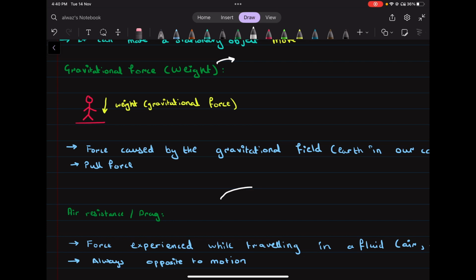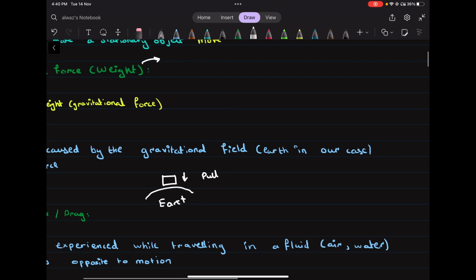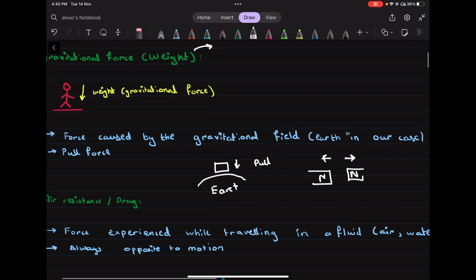It's because, for example, this is Earth, and this is a box. Now the Earth pulls the box towards itself. So this is a pull force. If the Earth pushed the box away, it would have been a push force. Like for example, two magnets. As the poles are the same, the two magnets are going to push each other away. So this is a push force.